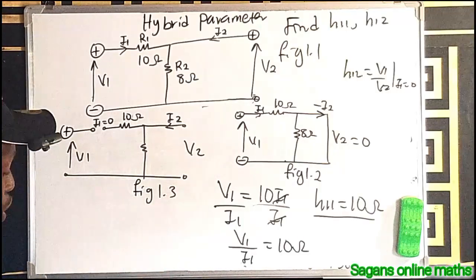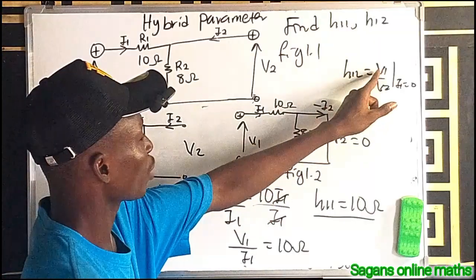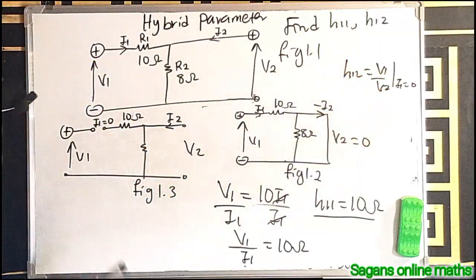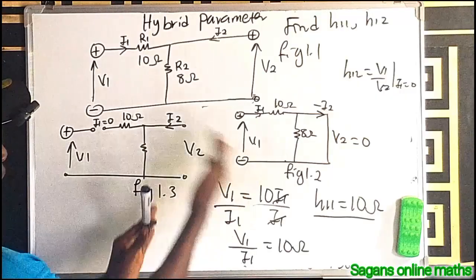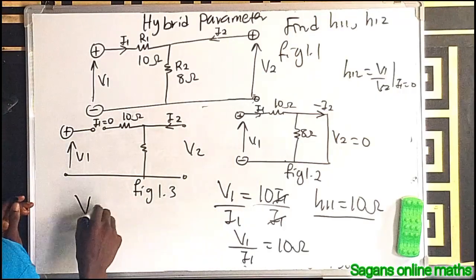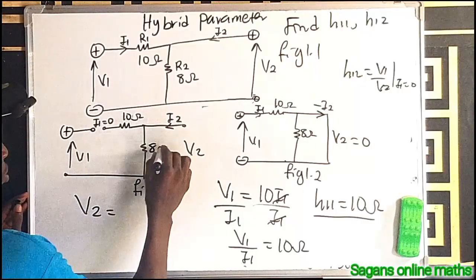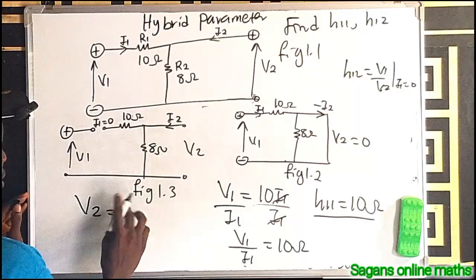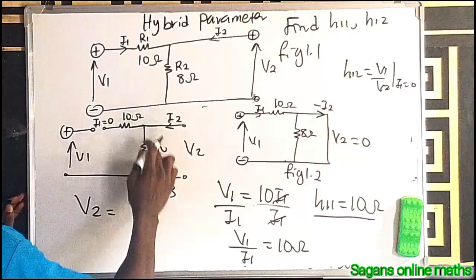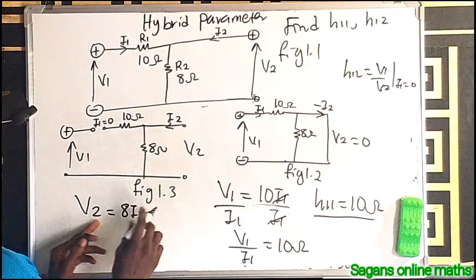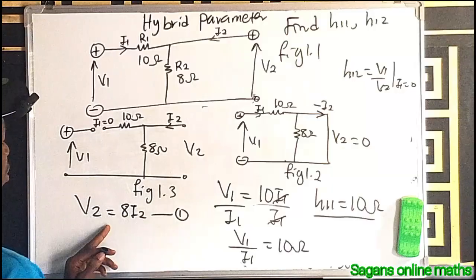Now observe from this circuit, because we're going to determine our V1. If we know V1 and V2, we get our reverse voltage gain ratio. Now what are we going to do here? From our output, we see that our V2 is equal to this 8 ohms, because the current will flow through here, so it becomes 8I2. You can call this equation 1.